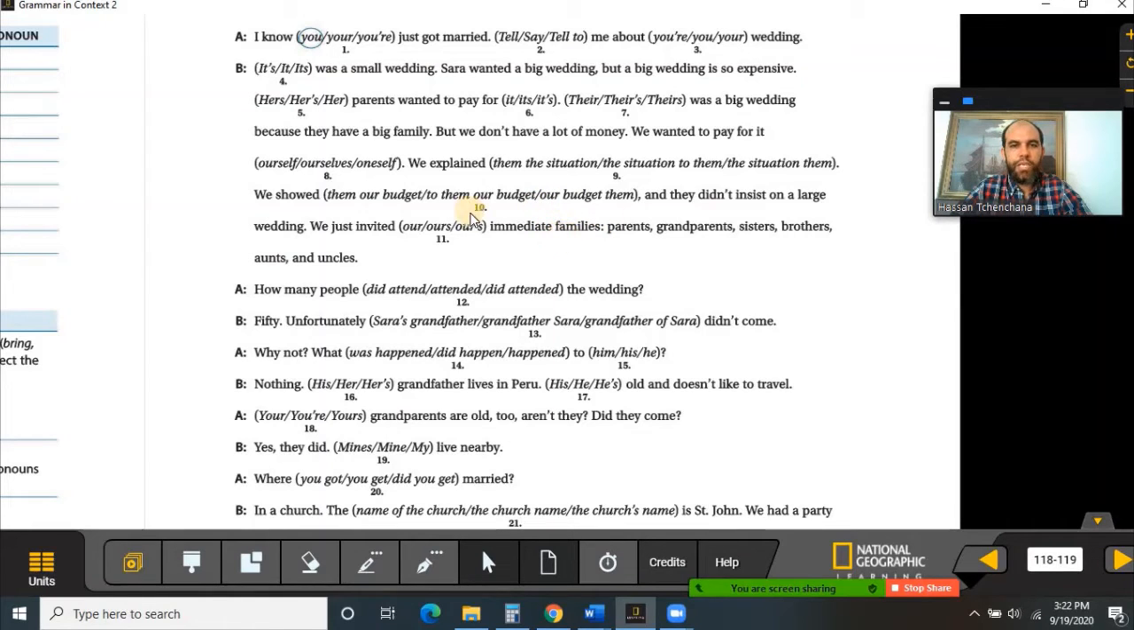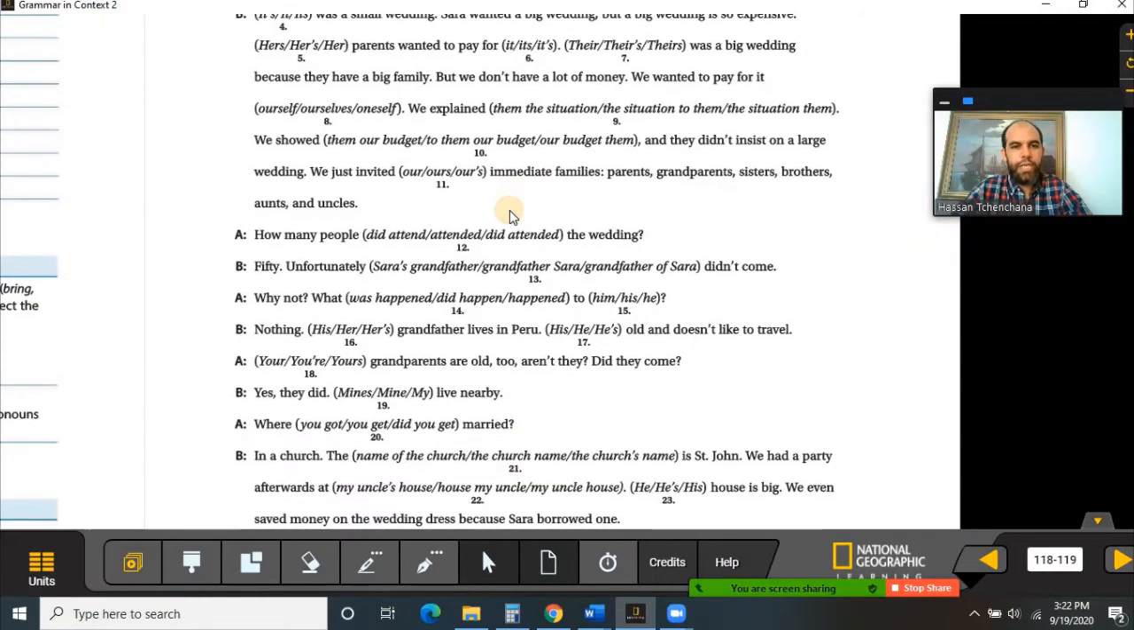Okay, so we need a word that describes families. Which one goes with an adjective? Which one goes with a noun? It is our immediate families: parents, grandparents, sisters, brothers, aunts, and uncles. Now, how many people did attended?